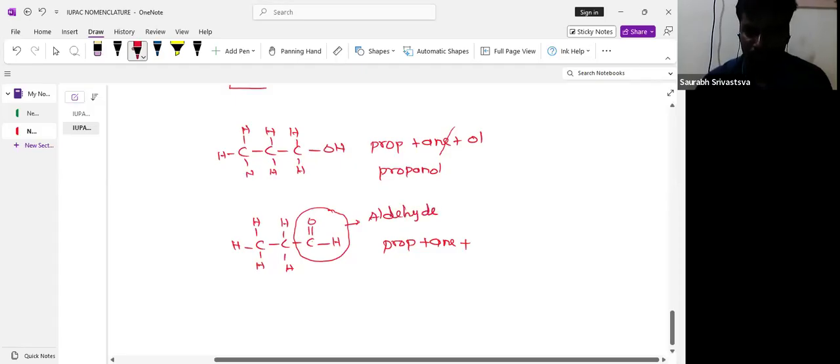Now, aldehyde means what? The terminal AL. Then you have to write AL, and this E you remove. Then propanal. Okay. And next case.